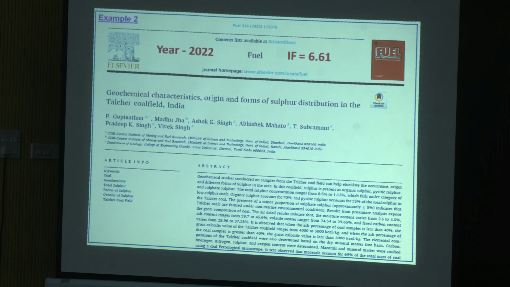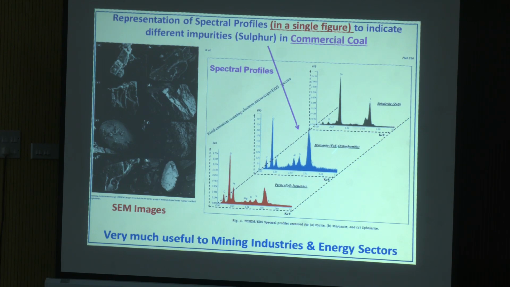I have some other examples also. This paper was recently published. This is related to energy. If anybody is working in this field, you can publish papers in this journal. It is an excellent journal, Fuel, from Elsevier, and the impact factor is 6.61. So here, how have we presented our data, right?